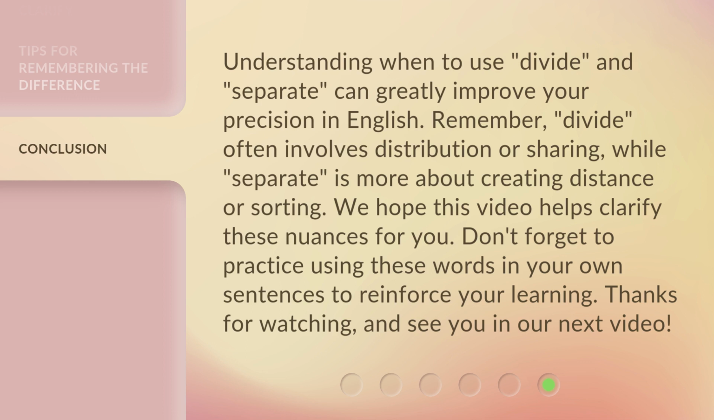Don't forget to practice using these words in your own sentences to reinforce your learning.